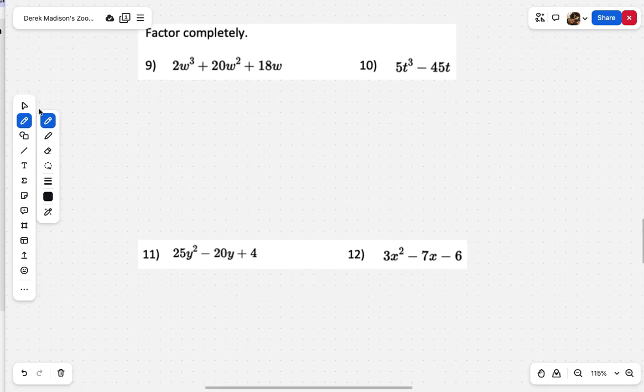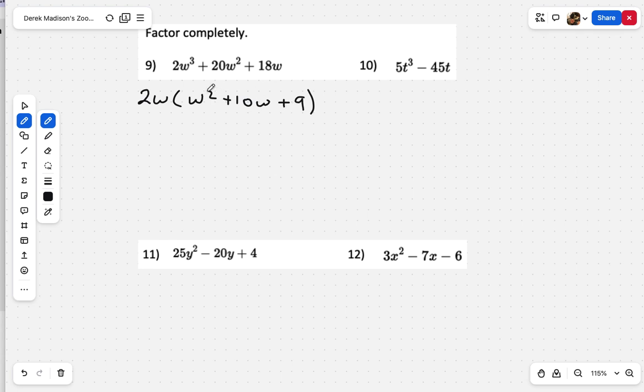For this first one, that everything has a W means there's a greatest common factor. And until I get that out of the way, it's really hard to know what I'm working with. So let's take out a 2W and then see where that gets us. So W squared, and then this is going to be plus 10W, and 2 out of 18 would leave me a plus 9. Okay, cool.